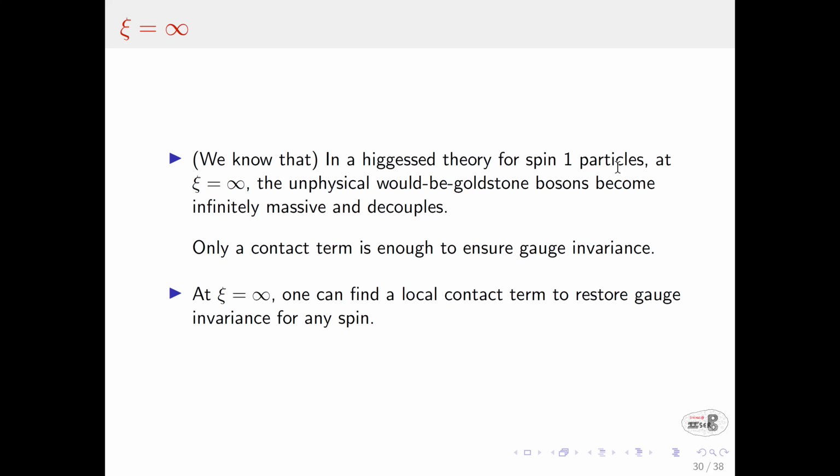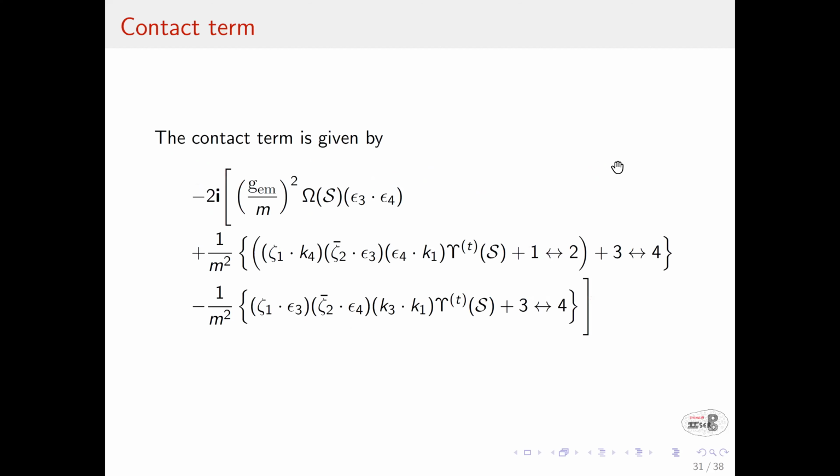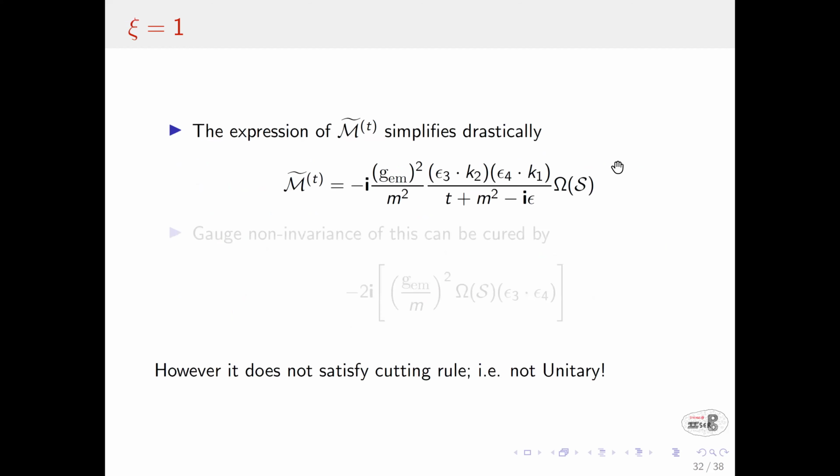At c equal to infinity, we can find a local contact term to restore the gauge invariance for any spin. We can give a closed form expression, it works. This is some complicated thing, it just works. The interesting part for me is this one, even though I don't have a derivation. At c equal to 1, we can restore gauge invariance, but it doesn't satisfy the cutting rules. What do I mean by cutting rules? That in the 3-point function, only the on-shell degrees of freedom will exist.